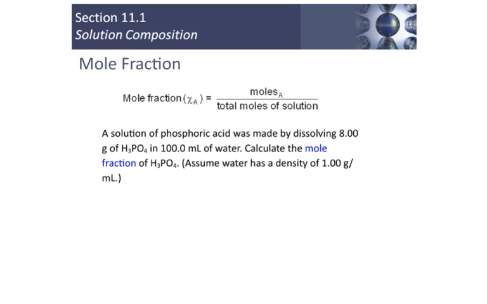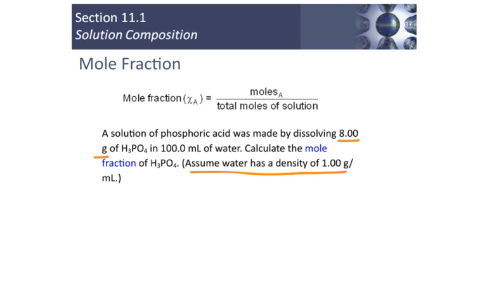All right, mole fraction. Again, we did this back in gas laws. So we have a solution of phosphoric acid made by dissolving 8.00 grams of H3PO4 in 100.0 milliliters of water. We want to calculate the mole fraction of H3PO4. So we need to take the 8.00 grams of H3PO4 and convert that to moles, because it's mole fraction. And then we also need to know the moles of the water because we need to find the total moles of the solution.